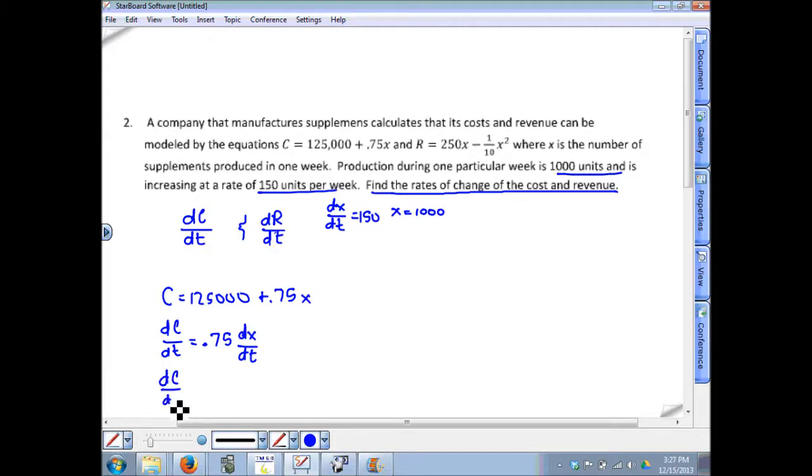So then dc/dt is equal to 0.75, which is 3/4, times dx/dt, which is 150. So this is equal to 3 times 150 is 450, divided by 4 is 225 halves, and that's in dollars per week.